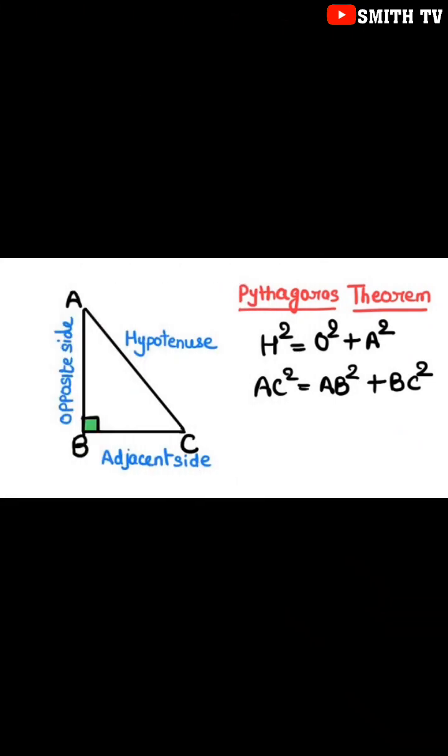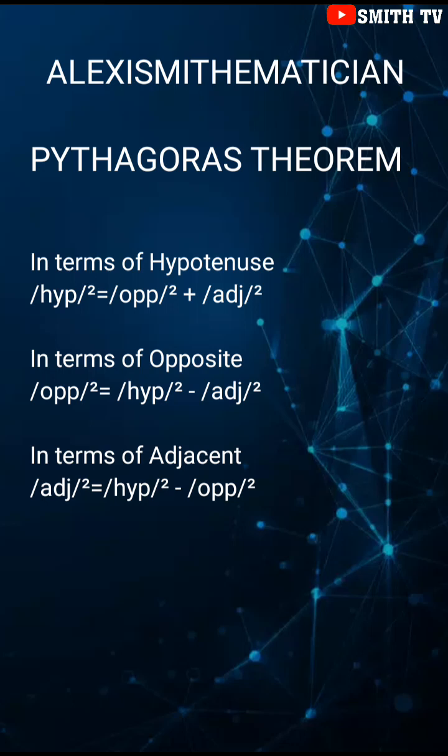Now the formulas for solving Pythagoras Theorem. In terms of hypotenuse, we use hypotenuse square equal to opposite square plus adjacent square. In terms of opposite, opposite square equal to hypotenuse square minus adjacent square. And in terms of adjacent, adjacent square equal to hypotenuse square minus opposite square.